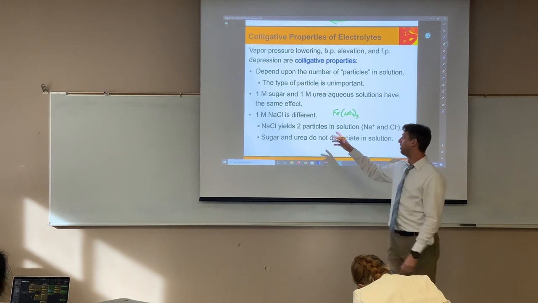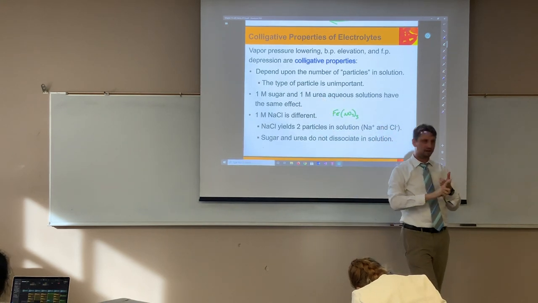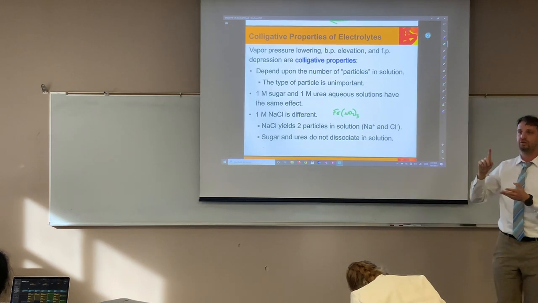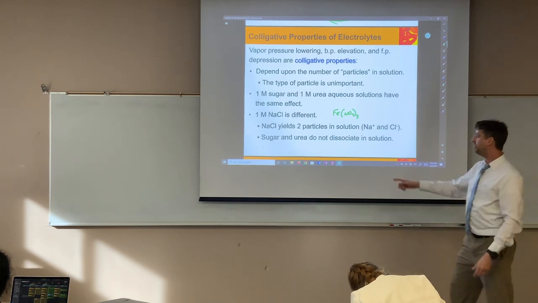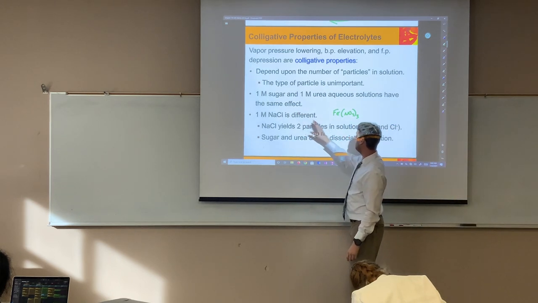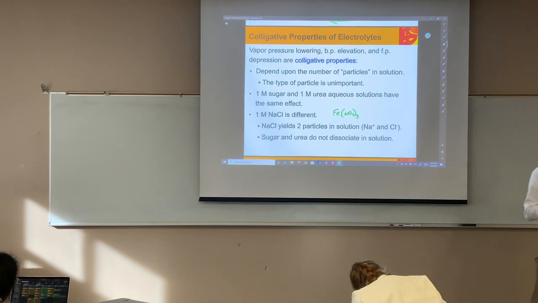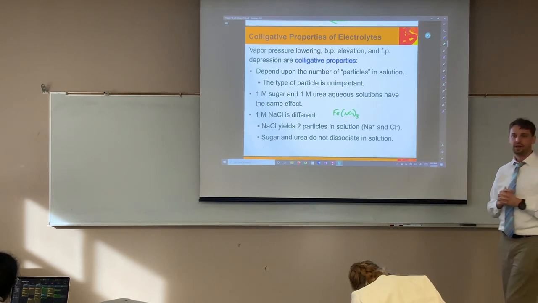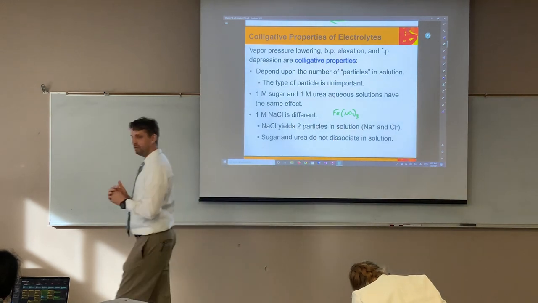If you don't dissociate, if you're a covalent compound like ethylene glycol or sucrose or urea or any of these things we've talked about, you're just putting one thing into solution, okay? And so our i factor is just going to be one. But as soon as we put something that dissociates, we're going to have to account for how many different parts we dissolve into that. So you guys are going to have to basically count your ions. You guys with me on that one?